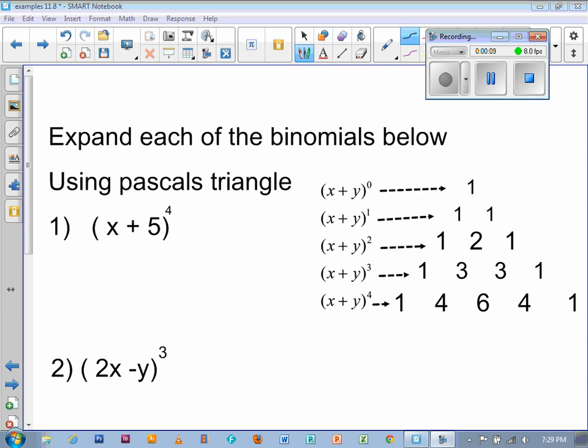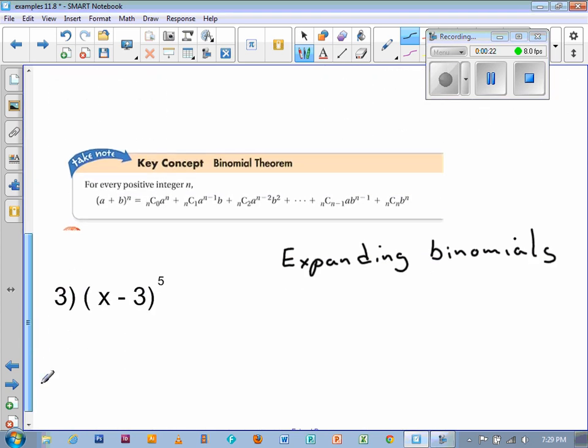The first video that you're going to watch will be the video that I demonstrate on how to expand binomials. And you can do that two different ways. One, using Pascal's triangle, which I'll demonstrate, and the second way is using the binomial theorem.